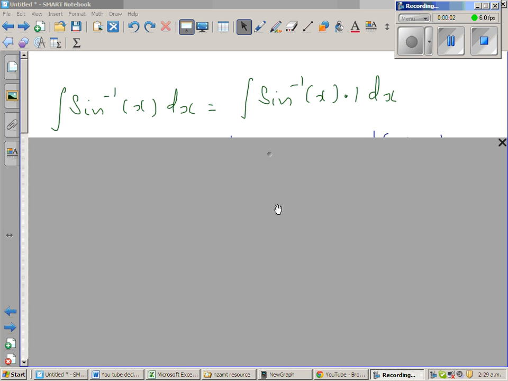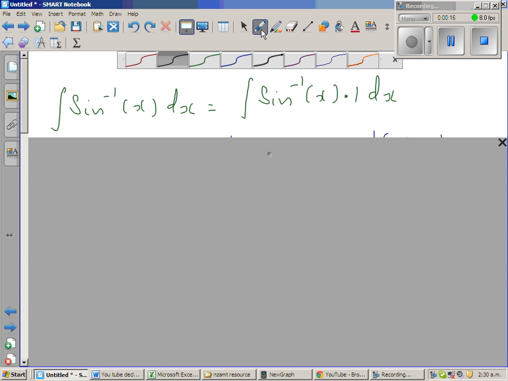Let us integrate sine inverse of x. In some textbooks they also call it arc sine. So, the integral of sine inverse of x dx. We're going to use the integrating by parts method. Here I've written this as sine inverse of x times 1 dx.